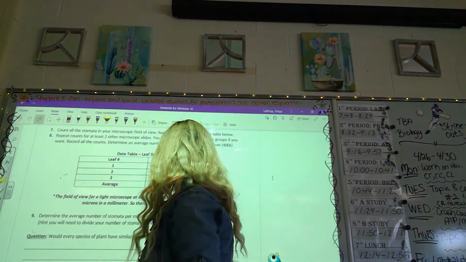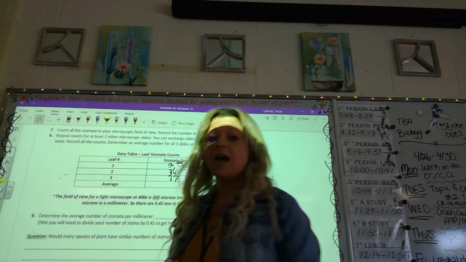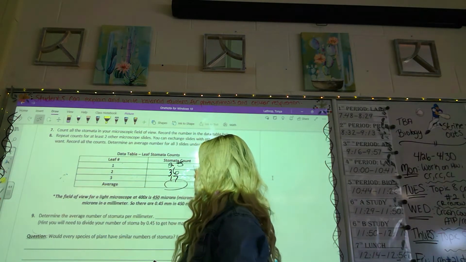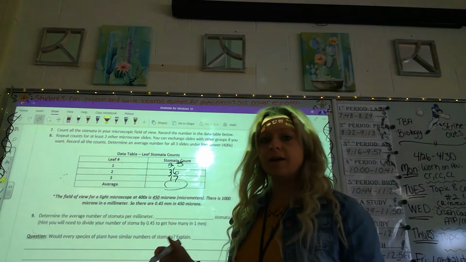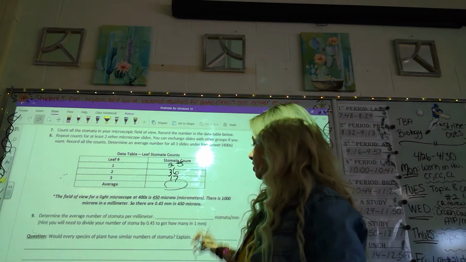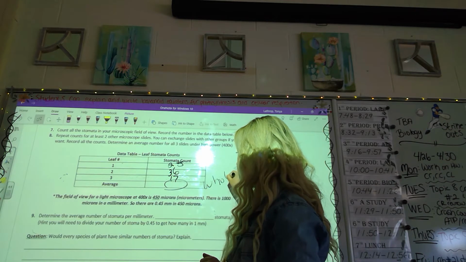36, 17. And then go ahead and calculate your own average. So you're going to add them all up, hit the equals, divide it by 3, and round to the nearest whole. Then you're going to take this number.